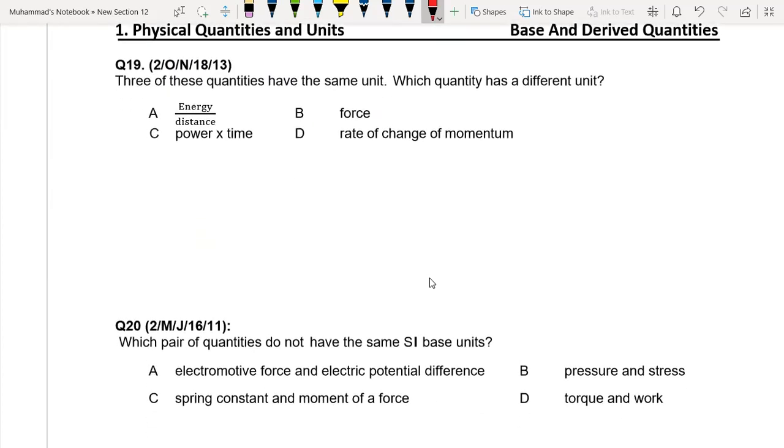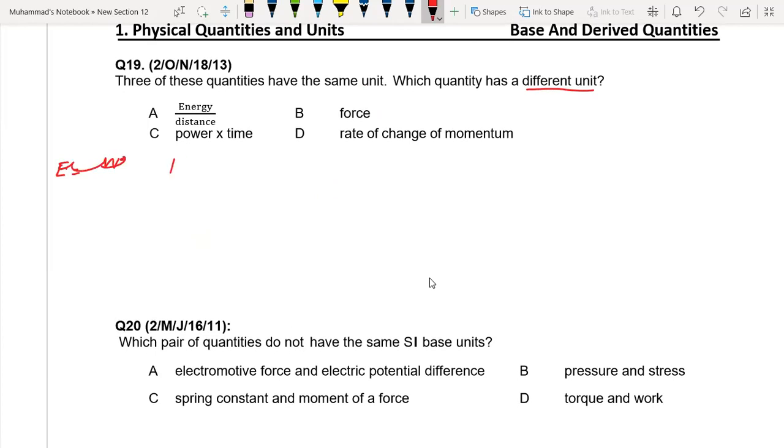Three of these quantities have the same units. Which quantity has different units? So we have to work for the different one, the quantity which has a different unit. Energy over distance. You know that energy is defined as work done.